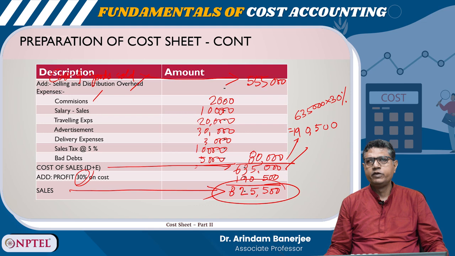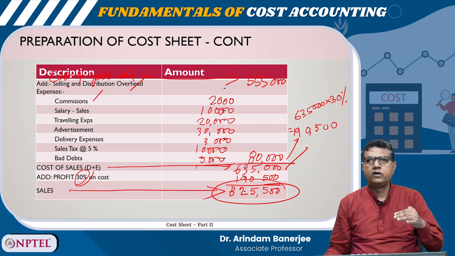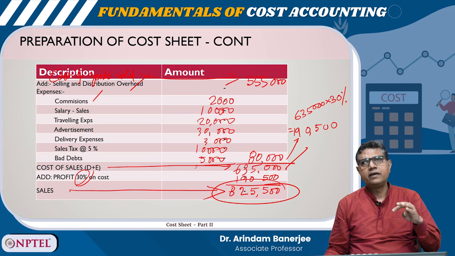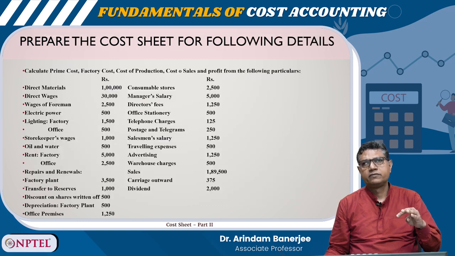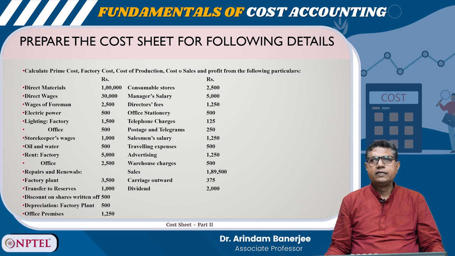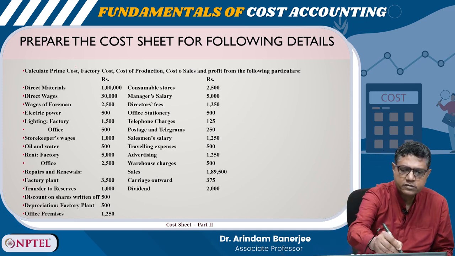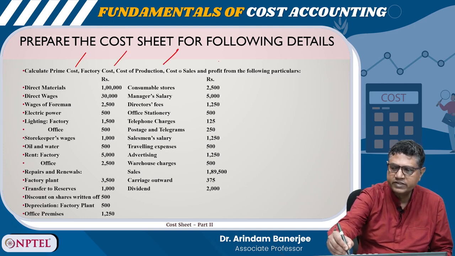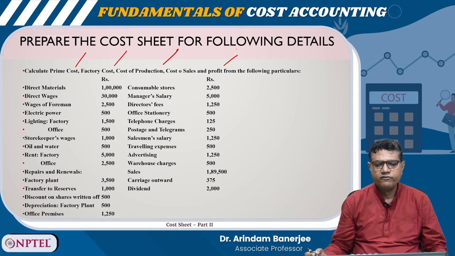This way, we can calculate the overall cost of a product by adding first the prime cost. With the prime cost, we can add the factory overheads, then the administrative overheads, and then the selling and distribution overheads. Fine. So, here is one example given. Calculate the prime cost, factory cost, cost of production, cost of sales and profit from the following particulars.